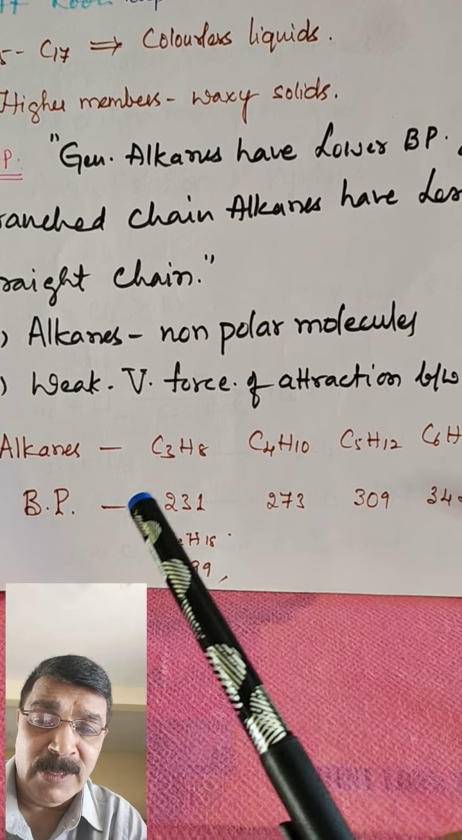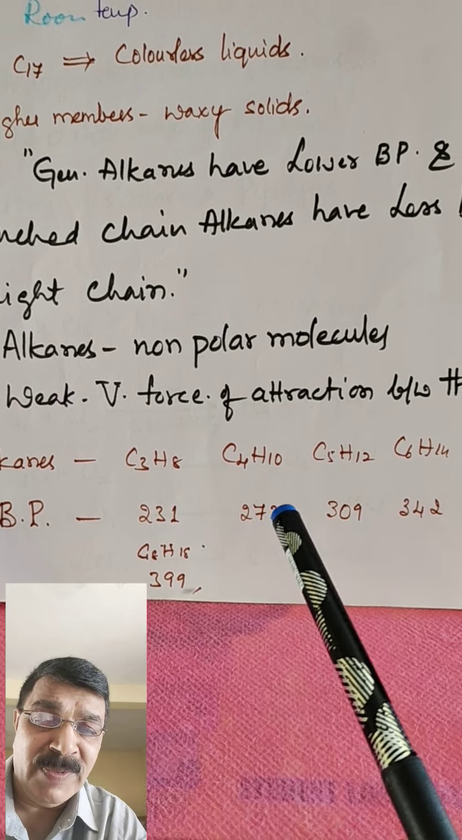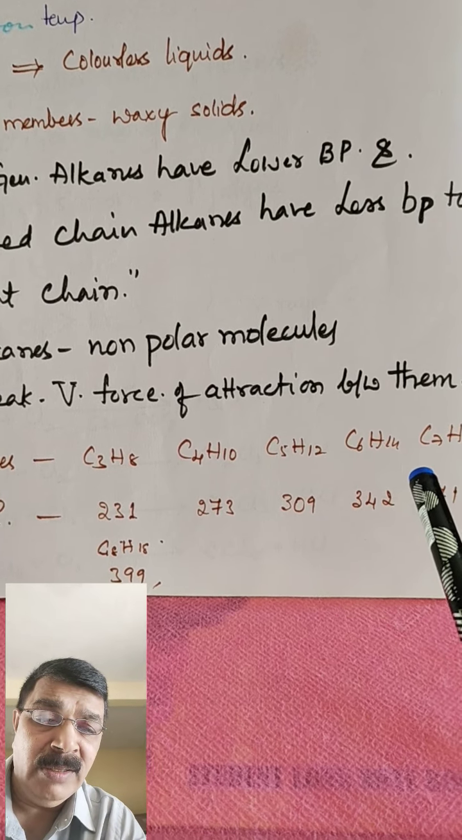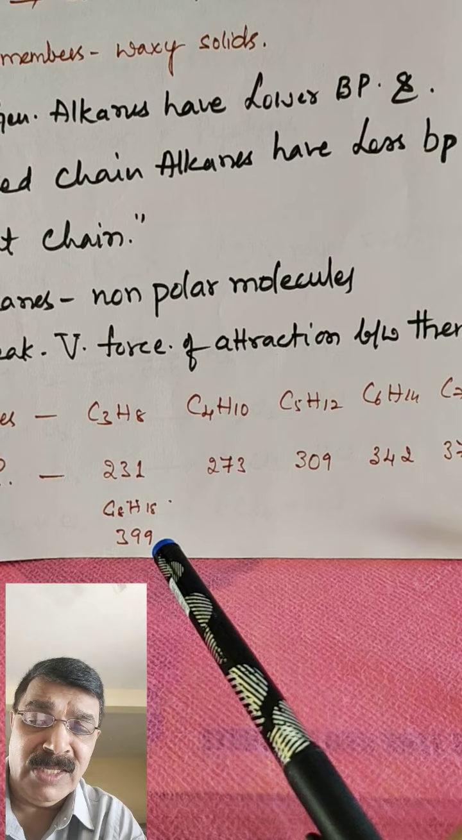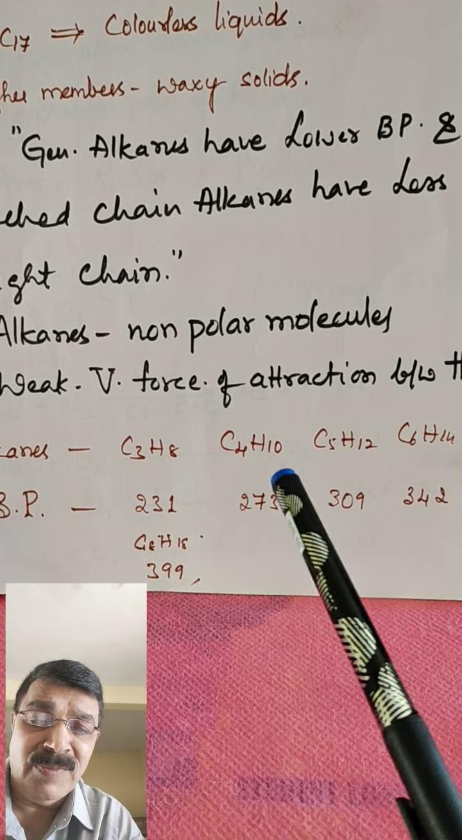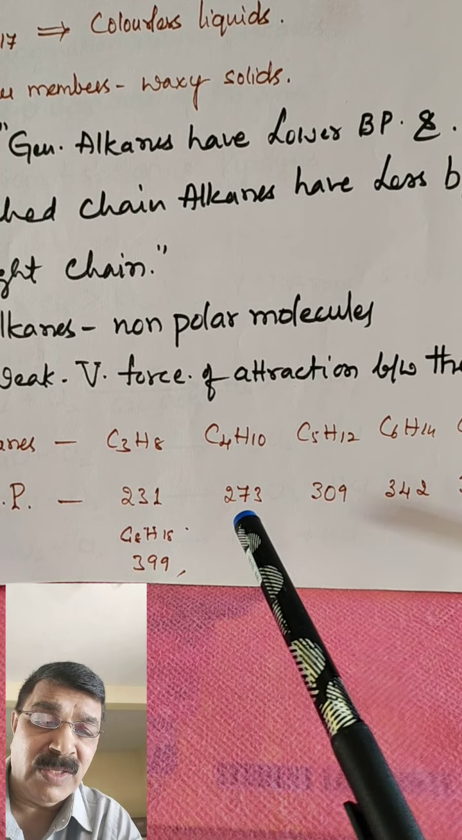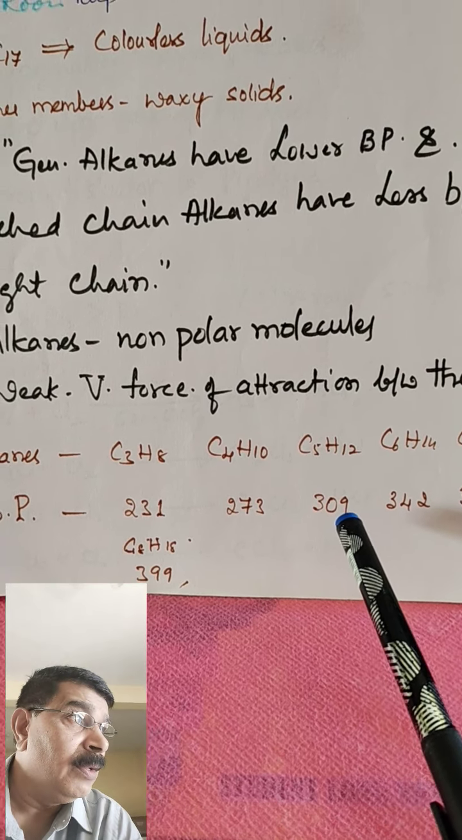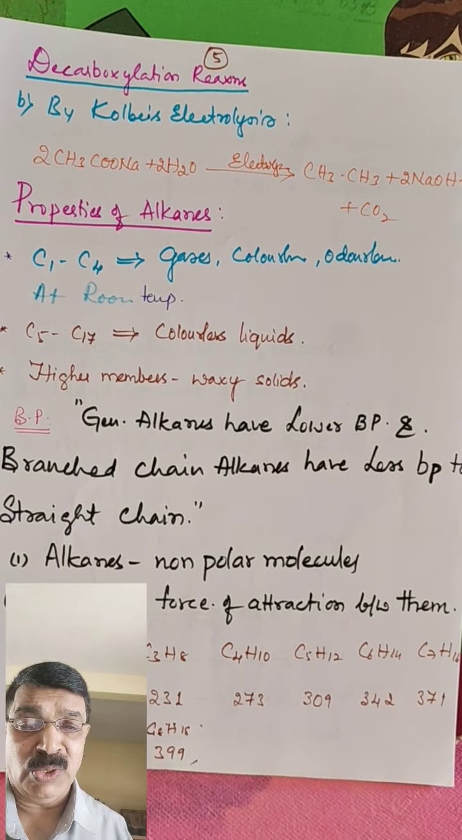Observe the boiling point. The boiling point of propane is 231, butane is 273, pentane is 309, hexane is 342, heptane is 371, and octane is 399. Every rise of the temperature is 30 to 40 degrees. That's 231 to 273, again 273 to 309. Like that, the boiling point varies also, dear students.